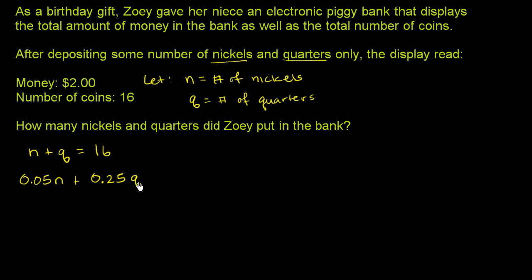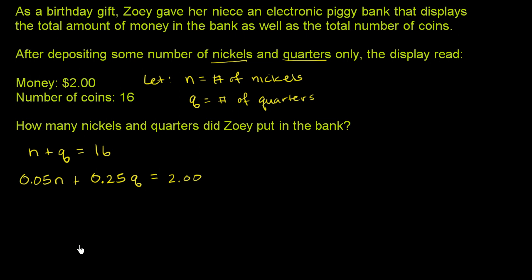For example, if I had 4 quarters and no nickels, I'd have 4 times 25 cents, which is $1, and no money due to nickels. So however many nickels times 5 cents plus however many quarters times 25 cents, that's the total amount of money I have. And her piggy bank tells me that that is equal to $2. So we have two equations with two unknowns. We can solve for n and q, and let's do it by substitution.